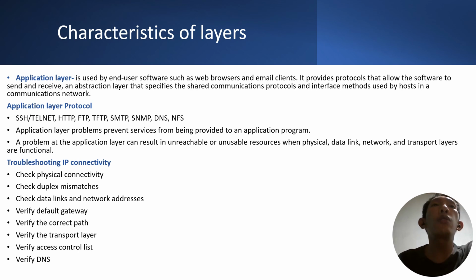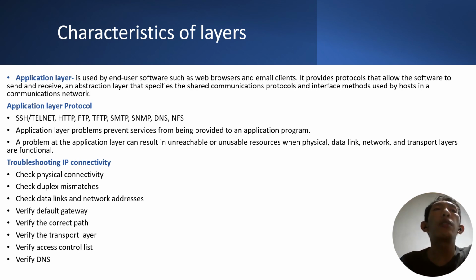The characteristic of the application layer: it is used by end-user software such as web browsers and email clients. It provides protocols that allow the software to send and receive. An abstraction layer that specifies shared communication protocols and interface methods used by hosts in a communication network. Application layer protocols are SSH, Telnet, HTTP, FTP, TFTP, SMTP, SNMP, DNS, NFS. Application layer problems prevent services from being provided to application programs. A problem at the application layer can result in unreachable or unusable resources when the physical, data link, network, and transport layers are functional.